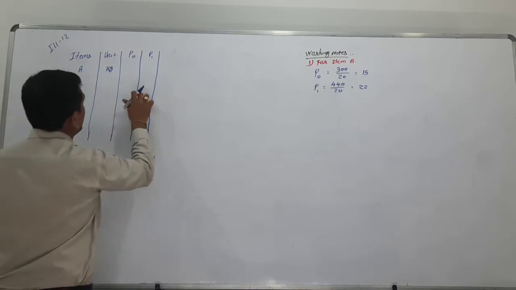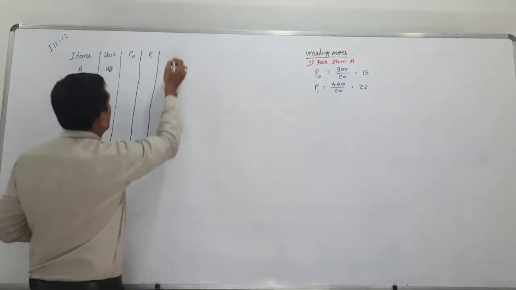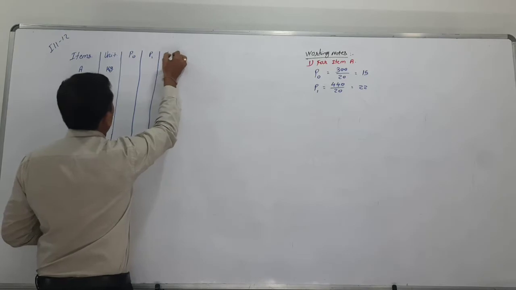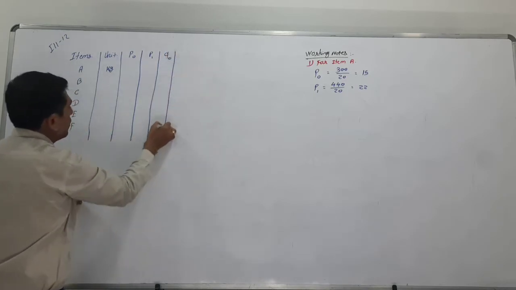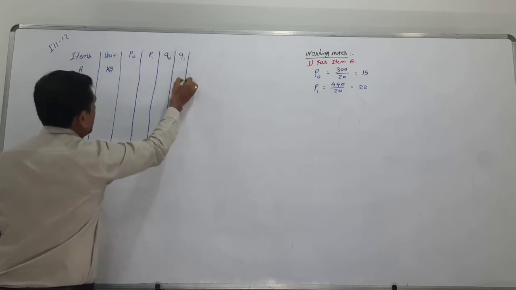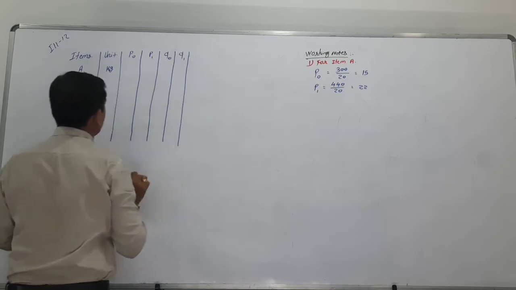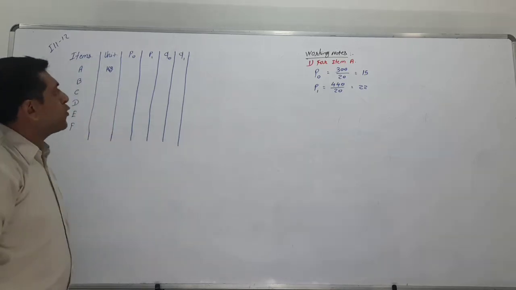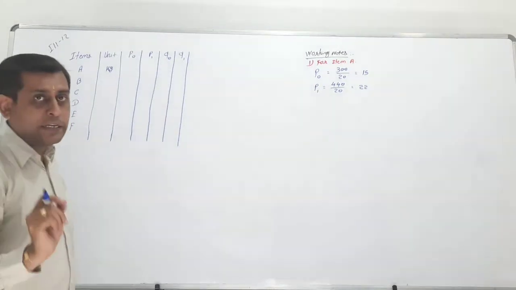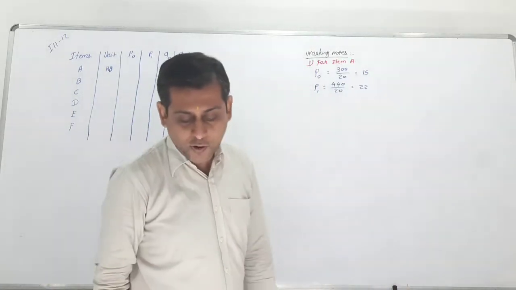This is the price of base year, this is the price of current year. Now what is given? Quantity of current year, that is Q0. Then quantity of base year, that is Q1. Here it is given all these things. So now I have to write the amount in P0, P1, Q0 and Q1, whatever amount we have to write.